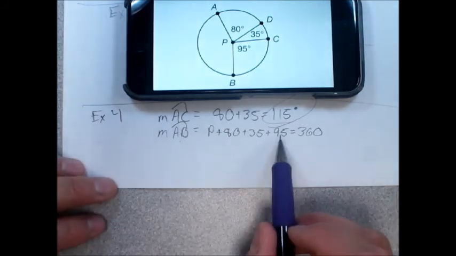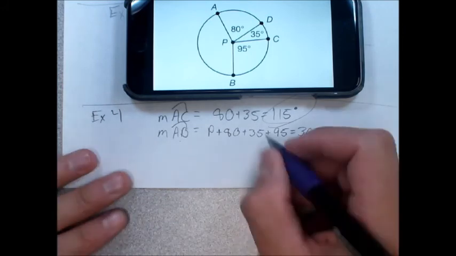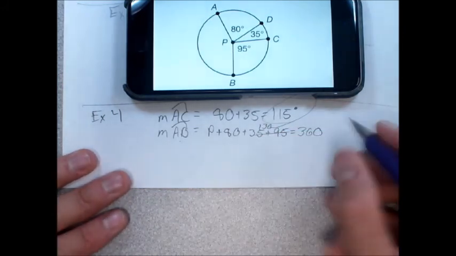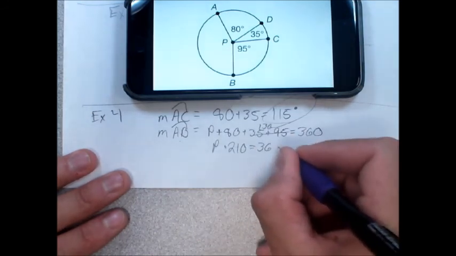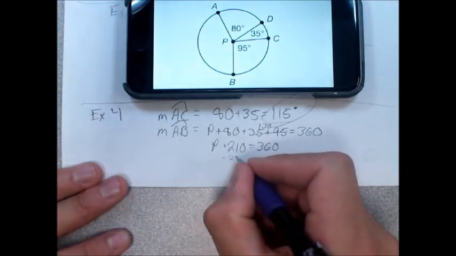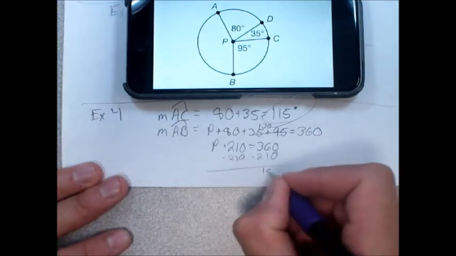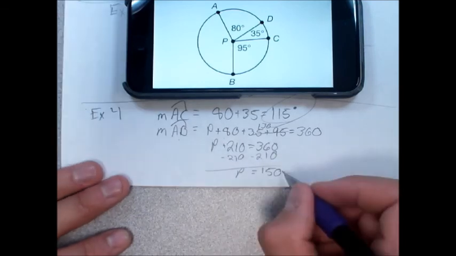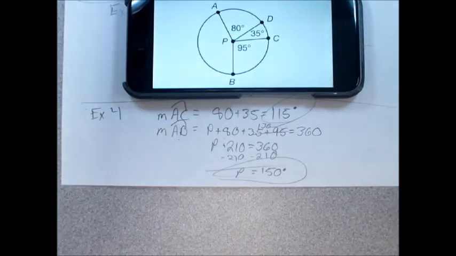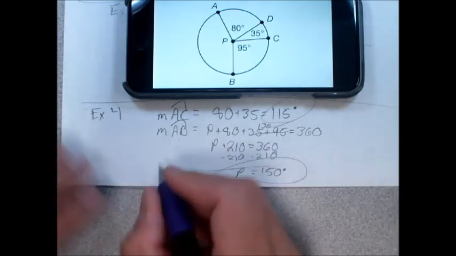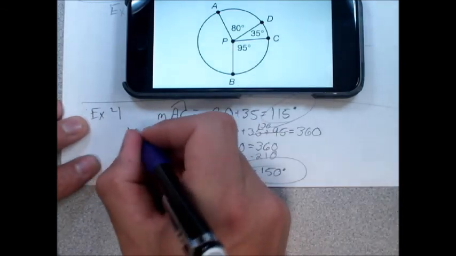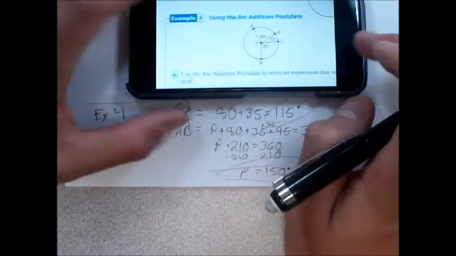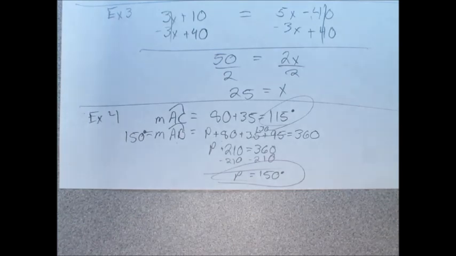Okay, so I'm going to add 35 and 95 together first. That gives me 130. 130 and 80 give me 210. And then I have plus P in here. That all equals 360, and then I just start solving. So subtract 210 from 360 gives me 150. So P then equals 150 degrees. Since P is 150, what is the measure of arc AB? If P is 150, it's 150 degrees again. Okay, I feel like you guys grasped that concept a lot better than any other one we've done. So do we need to go over any more? All right, cool.